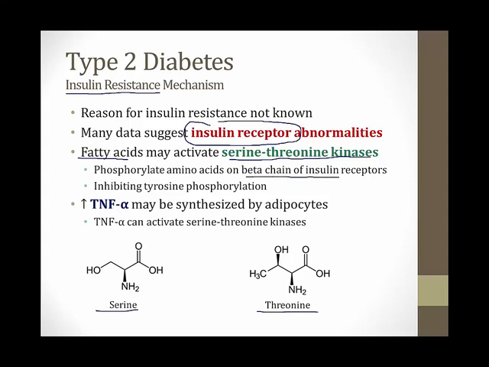And these serine threonine kinase enzymes may phosphorylate these amino acids. And when they become phosphorylated, the insulin receptor becomes inhibited in conducting tyrosine phosphorylation, which is an important step in activation of the insulin receptor. Other data suggest that increased levels of TNF-alpha may lead to insulin resistance. TNF-alpha can be synthesized by adipocytes, and there's evidence that this intermediate may activate the serine threonine kinases and therefore lead to problems with the insulin receptor as I just described.